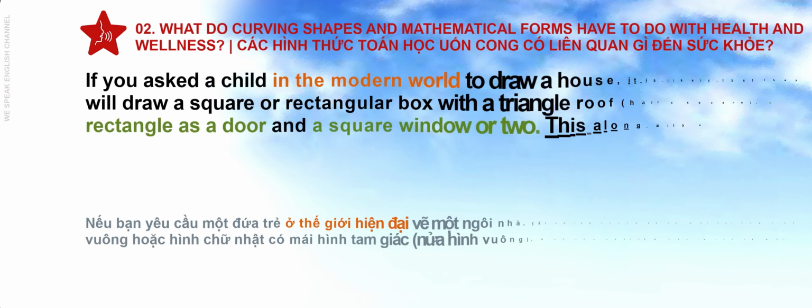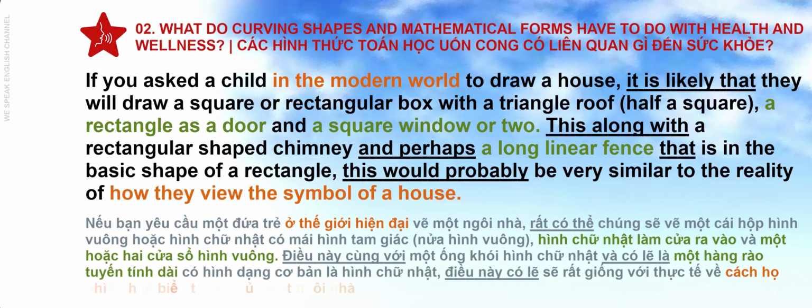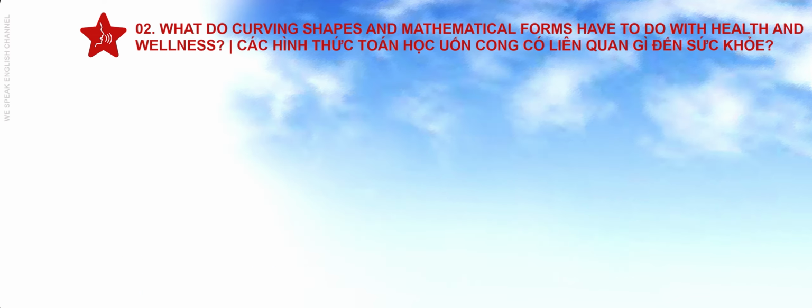02. What do curving shapes and mathematical forms have to do with health and wellness? If you asked a child in the modern world to draw a house, it is likely that they will draw a square or rectangular box with a triangle roof, half a square, a rectangle as a door, and a square window or two. This along with a rectangular-shaped chimney and perhaps a long linear fence that is in the basic shape of a rectangle. This would probably be very similar to the reality of how they view the symbol of a house.